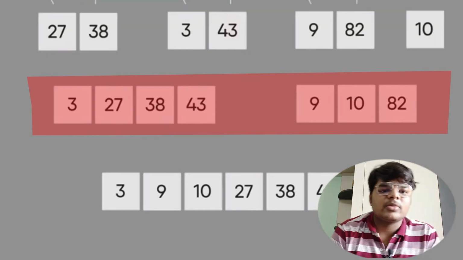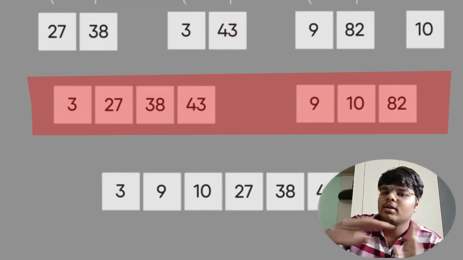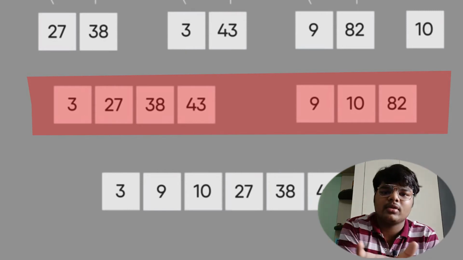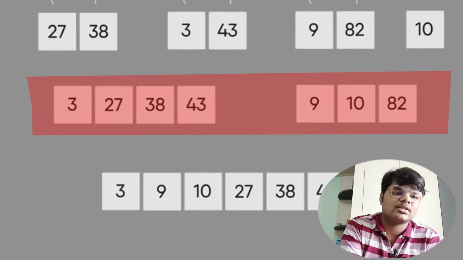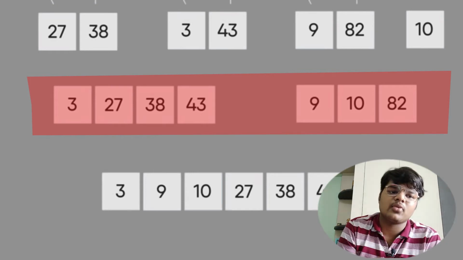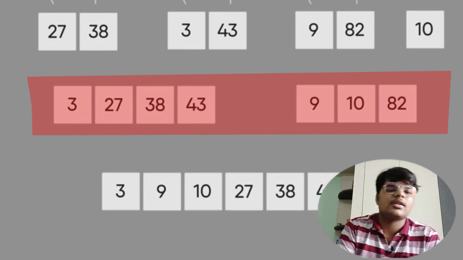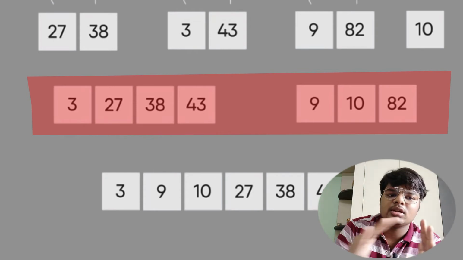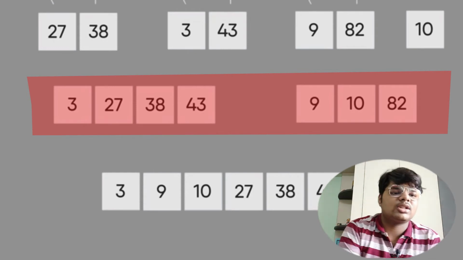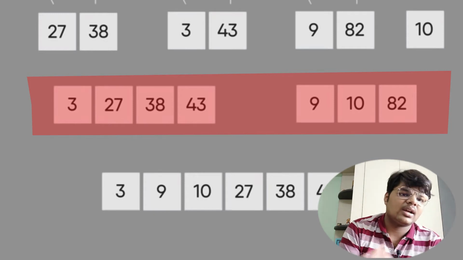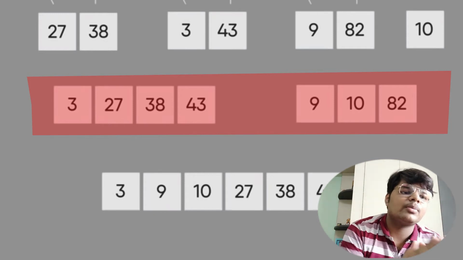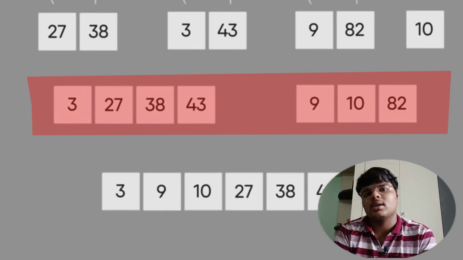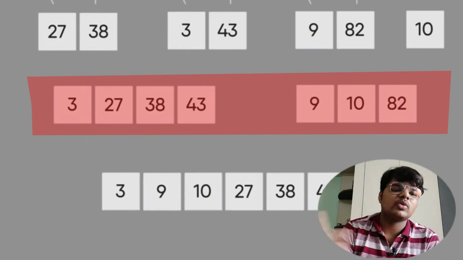So after this step you get two subarrays. All the individual elements get merged into two subarrays: the first subarray is 3, 27, 38 and 43, and the other subarray is 9, 10 and 82. Now again compare the elements between these two subarrays. Compare 3 with 9, 3 with 10 and 27 with 10, and swap 10 and 27. Similarly compare 82 with 27, 38 and 43 and perform the swapping accordingly.